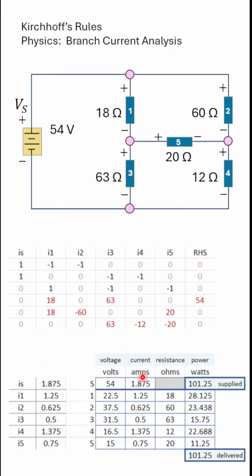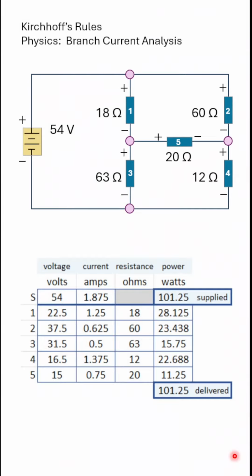With our branch currents copied into a branch table, we can use Ohm's law to calculate the voltages. I'm also showing the power calculation, volts times amps, to show that the power supplied equals the power delivered. And that's branch current analysis.